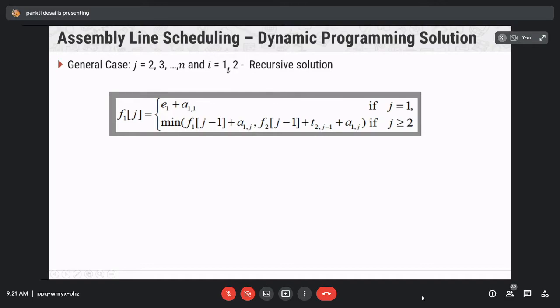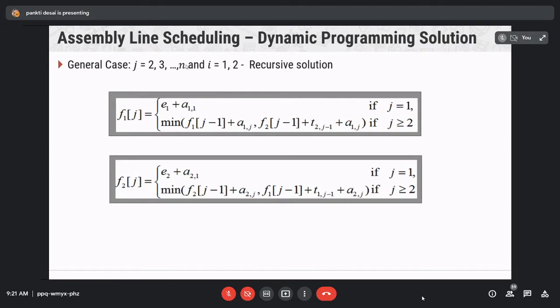Right, here the value of i is 1, 2, because we have only two assembly lines, and the value of j is 1 to N, the total number of stations. Now, second is F2j. This is the time required for the second assembly line stations.